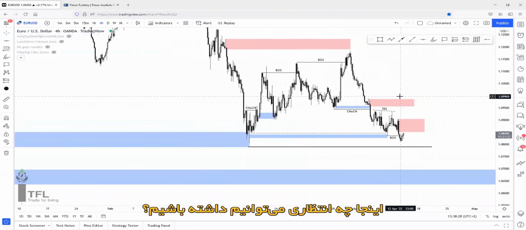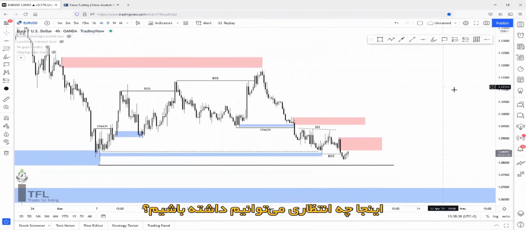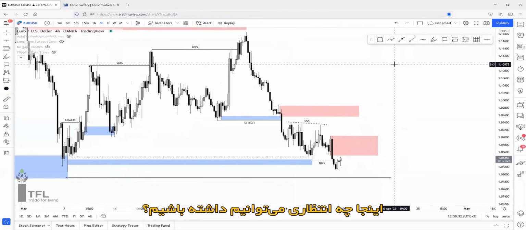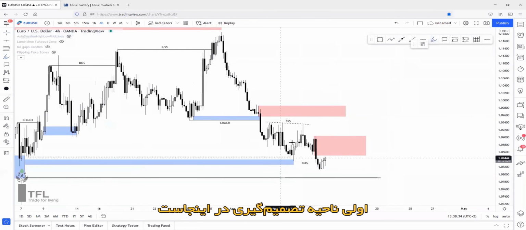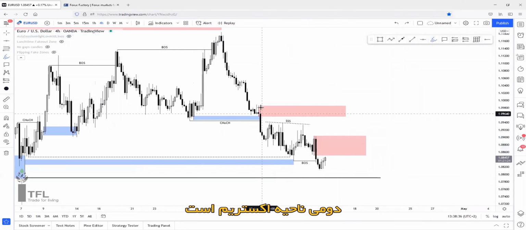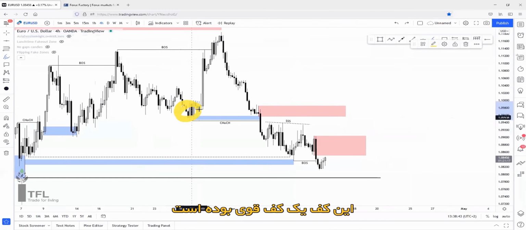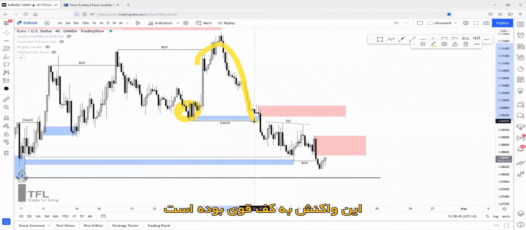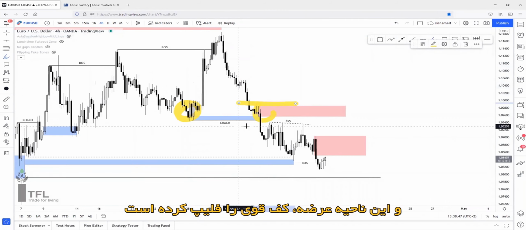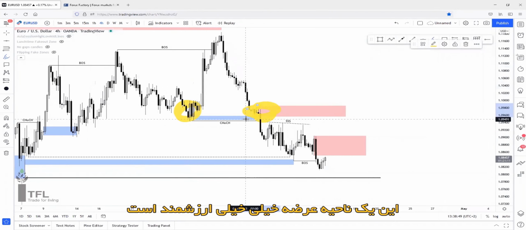Okay, so what can we expect right here? We have several supply zones. The first one is decisional right here. The second one is the extreme. The extreme has caused the change of character and the overall flip of the bullish structure. This was a strong low point right here. This was a reaction on the strong low. And this supply zone has flipped the strong low. So this is a really valuable supply zone for us.